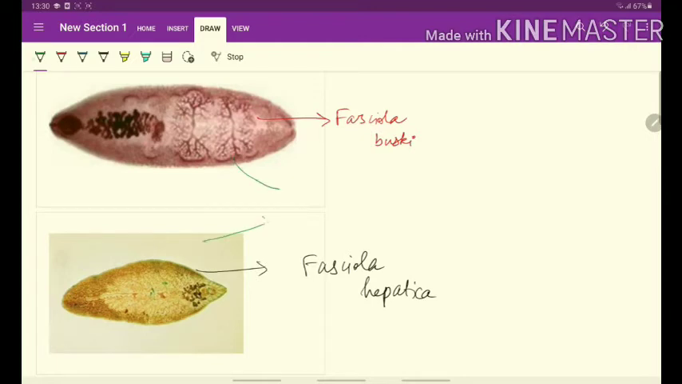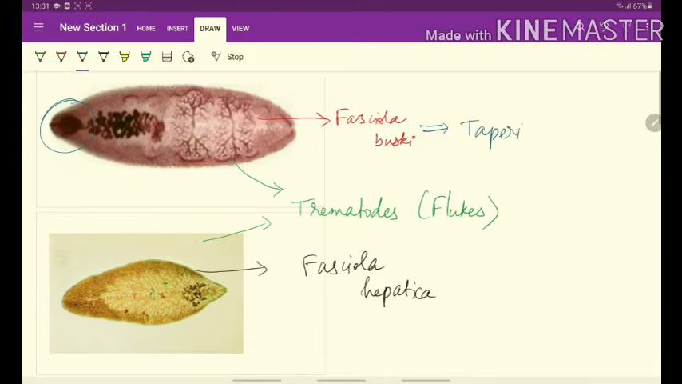Both these are trematodes, that is flukes. So the Fasciola buski has a tapering end, whereas the Fasciola hepatica has a protrusion. This is the way to differentiate between the Fasciola buski from the Fasciola hepatica.